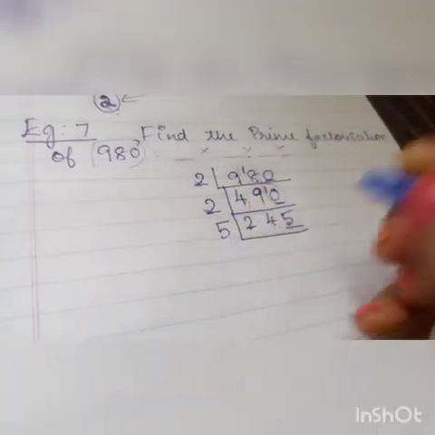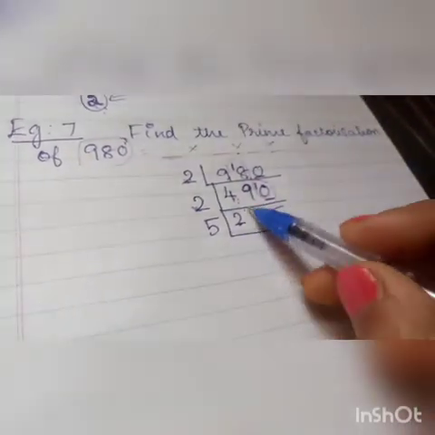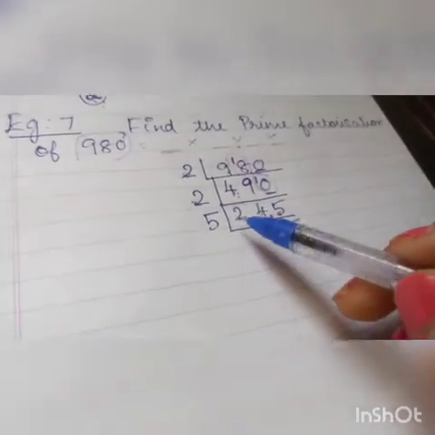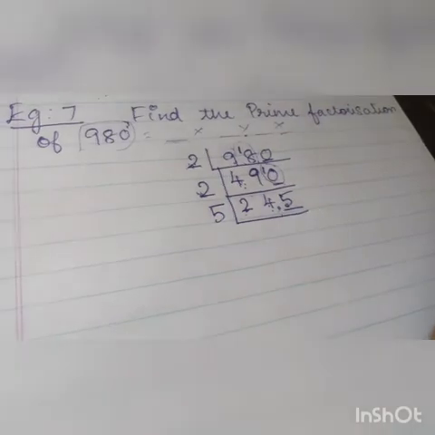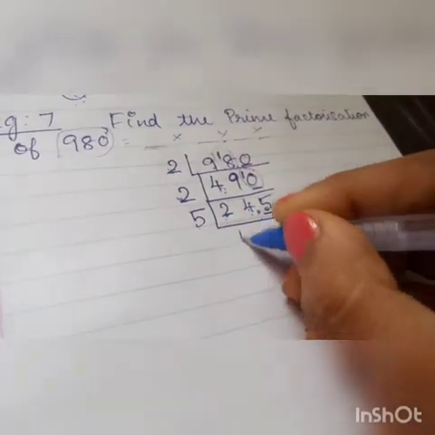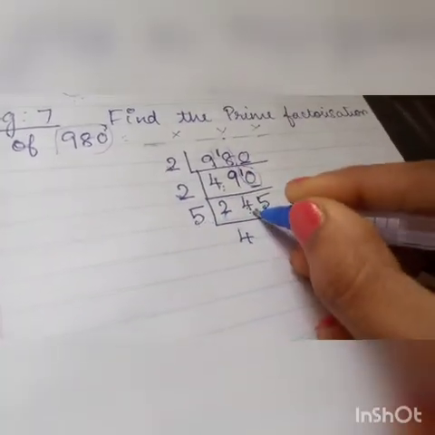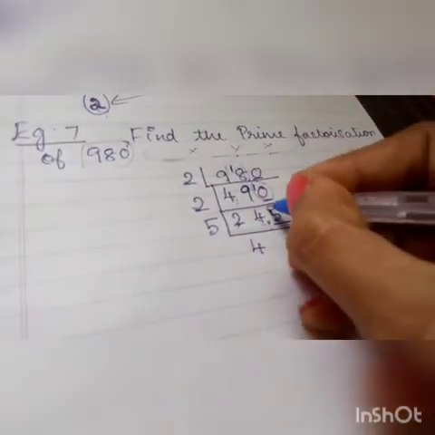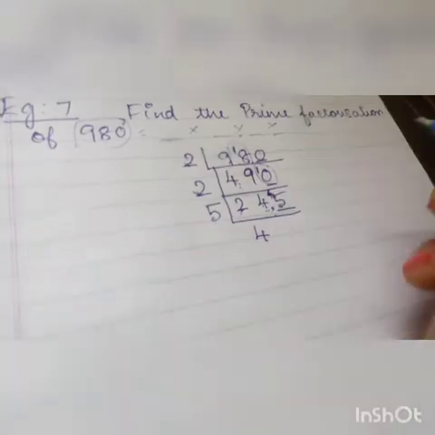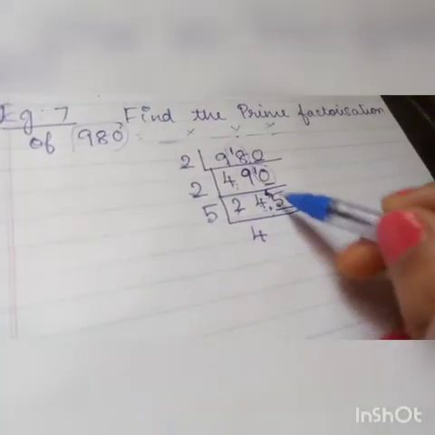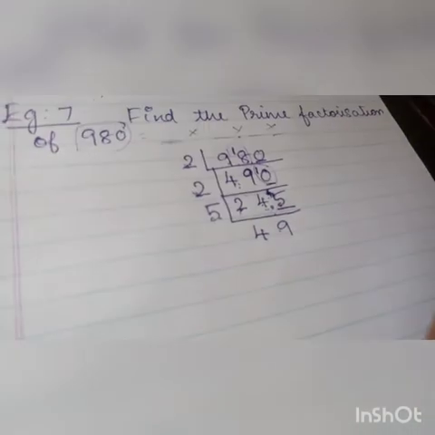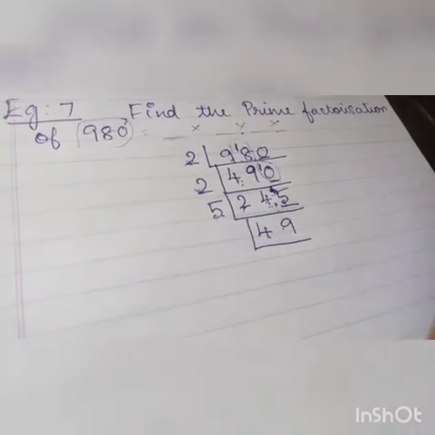So, 5. You should not use 2 because it is not divisible, so you can use 24. If 1 digit is not possible, you can take 2 digits, no problem. 5 fours are 20. Here 24 is given, so the remainder is 4. I will write the 4 here. So it will become 45. 9 fives are 45. Next, can we use the 2 table?